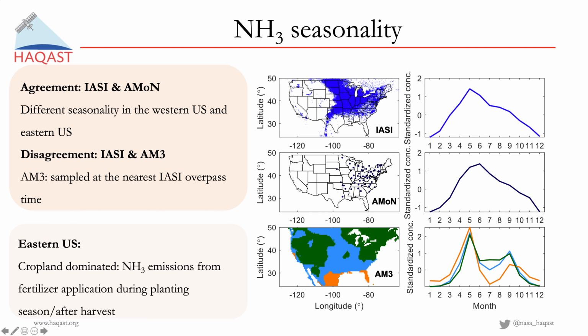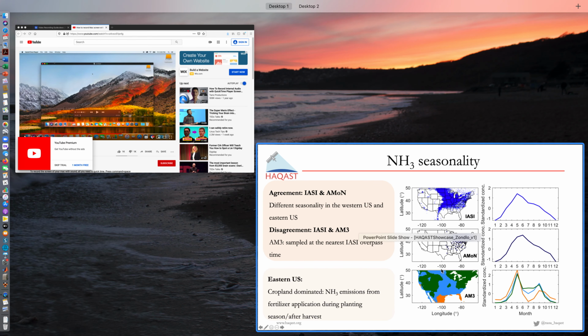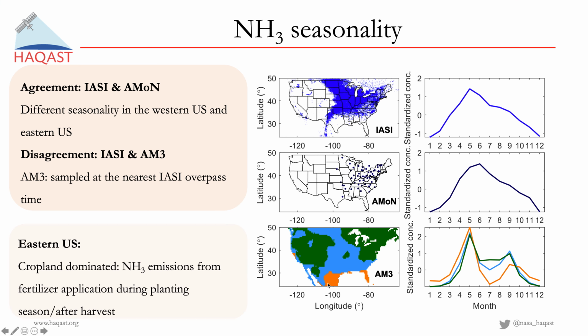So in these blue areas, you see typically a May peak and a gradual decrease over time. And this is consistent with the AMoN network as well. Now, if we look at the AM3 emission inventories, you can see, according to the colors here, there are some differences, but the AM3 just does a double peak, and the relative magnitude of that double peak changes depending upon the parts of the country.